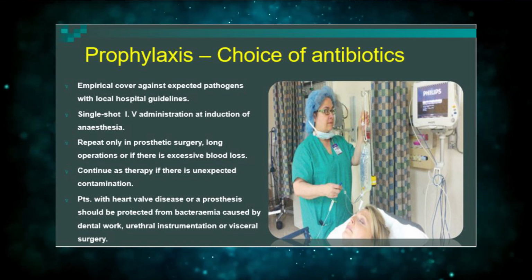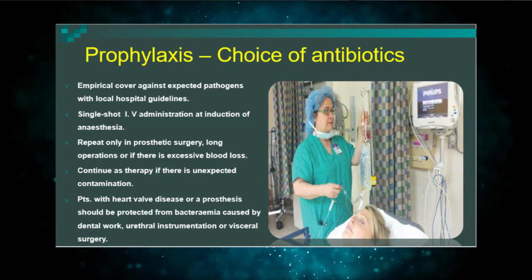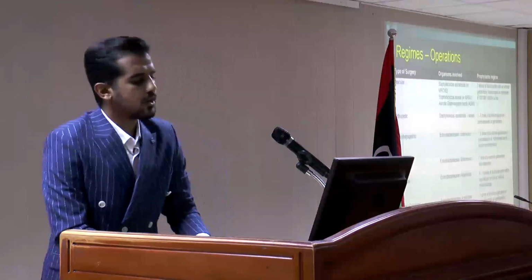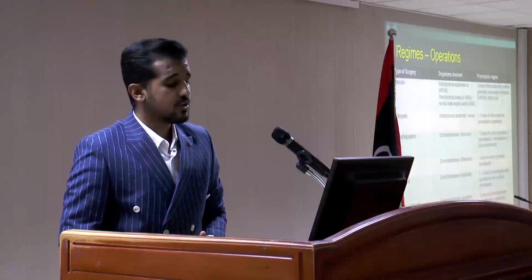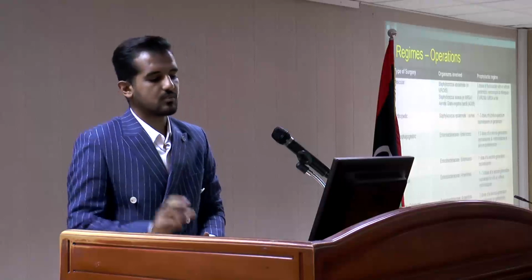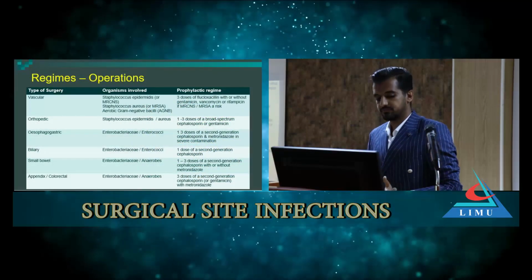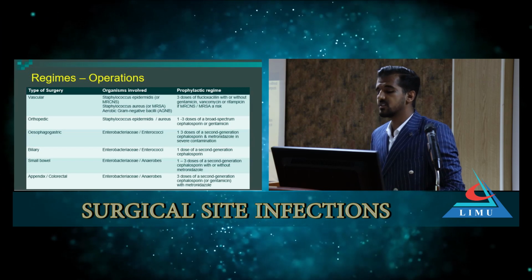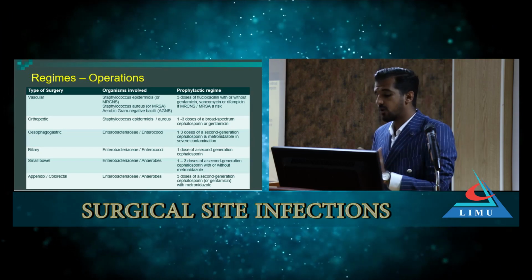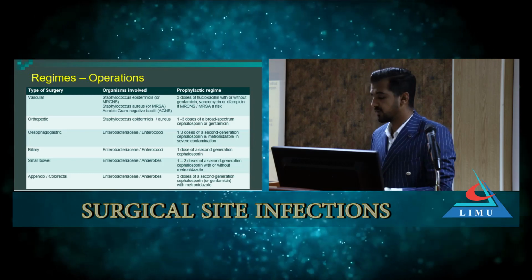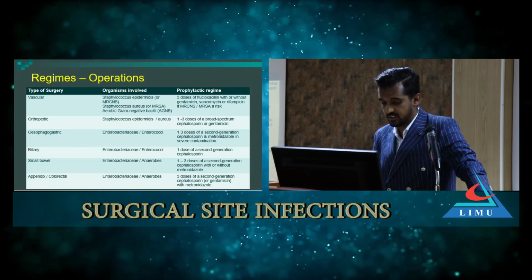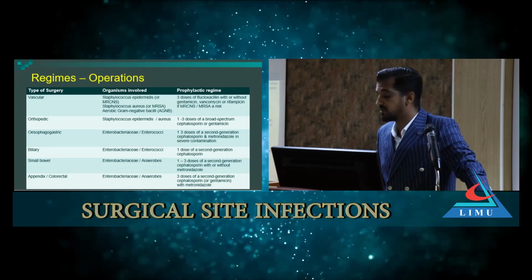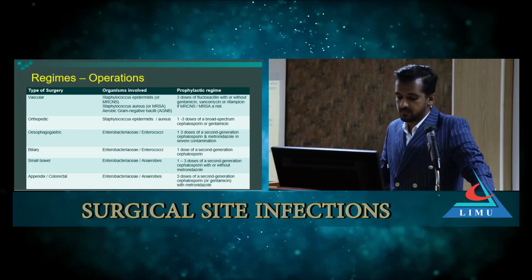Patients with heart valvular disease and prosthesis should be protected from bacteremia caused by dental work, urethral instrumentation, and visceral surgery. These are the regimens for operations. It depends on the type of surgery and the organism involved. We use specific regimens. For example, in vascular surgery the most common cause could be Staphylococcus epidermidis, for which we use 3 doses of flucloxacillin with gentamicin or vancomycin. We can change the vancomycin to rifampicin if MRSA is a risk. In orthopedic surgery, Staphylococcus epidermidis or aureus, 1 to 3 doses of a broad-spectrum antibiotic, cephalosporin or gentamicin.